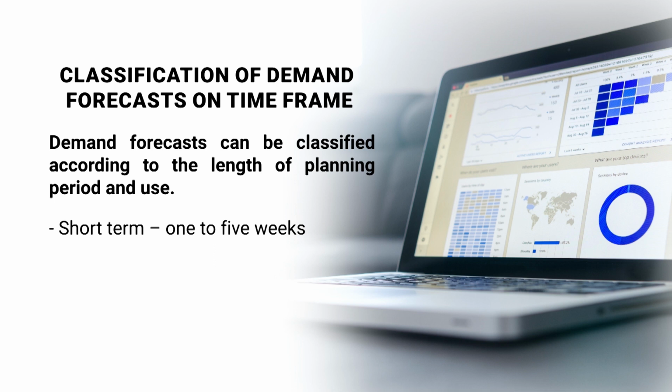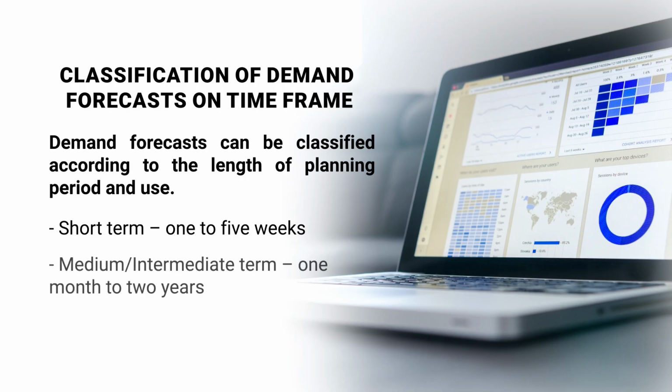1 to 5 weeks is the forecasting period for short term planning. Medium or intermediate term planning is 1 month to 2 years, that is 1 month to 24 months. That is called medium range planning. For long range planning, 2 to 10 years, it is corporate planning, or depends on the type or nature of business, what the scenario will be in that time. These are the three types of classification: short term, medium term and long term.